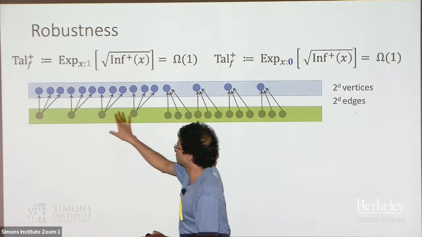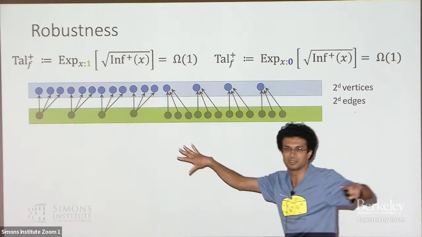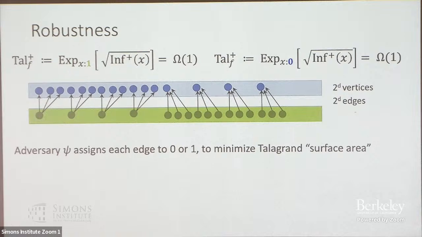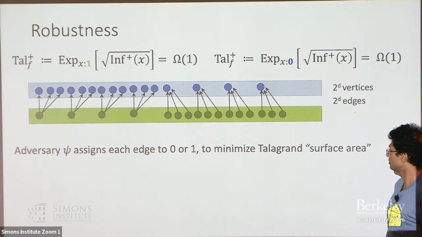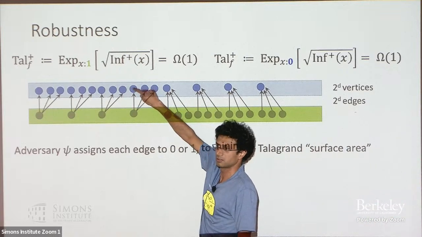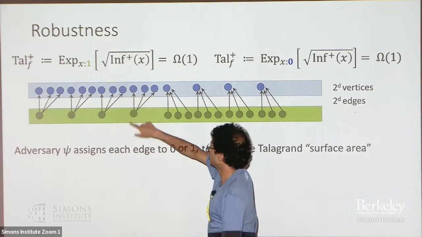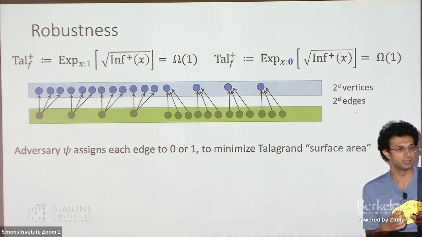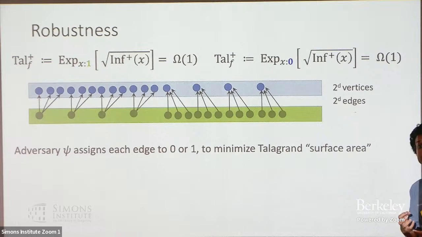Because if you remove this and remove this, you kind of delete the whole boundary. So what they had is this weird notion of an adversary that assigns each edge to 0 or 1 to minimize the surface area. Each edge is assigned either to the 1 or to the 0, and you only count the degree that is assigned. And the adversary does this to minimize that Talagrand objective.